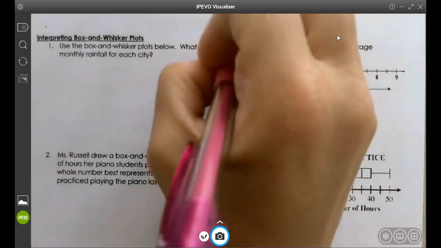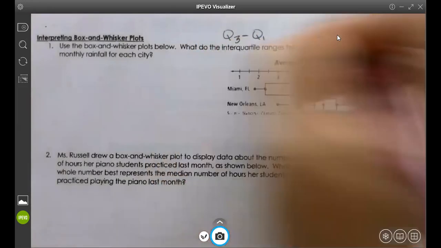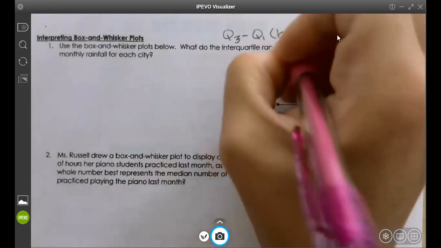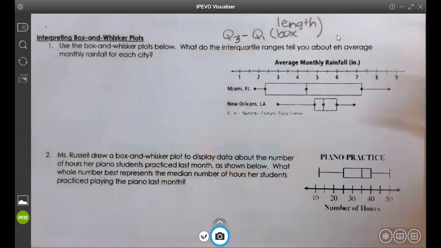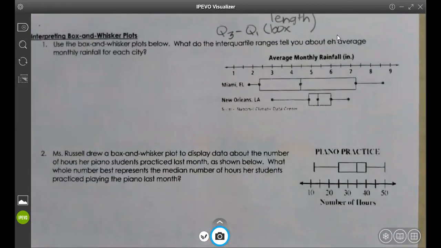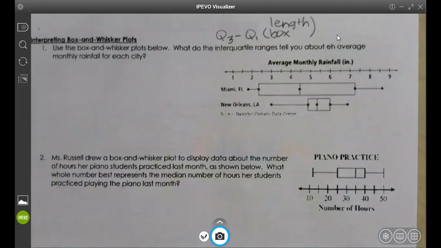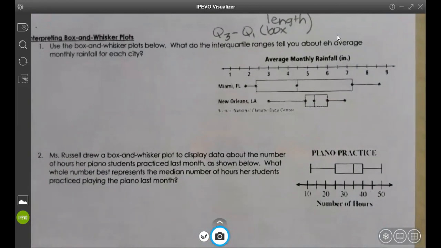Yeah, Q3 minus Q1. It's the box, the length of the box. Okay, the length of the box. What do the interquartile ranges tell you about the average monthly rainfall of each city? Just tell me, what do you think? What about Miami? And we're just looking at the box, just the box.